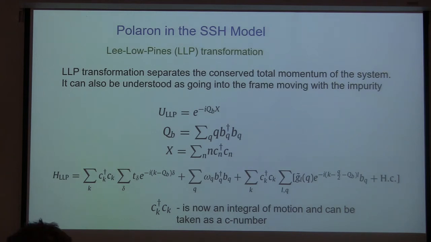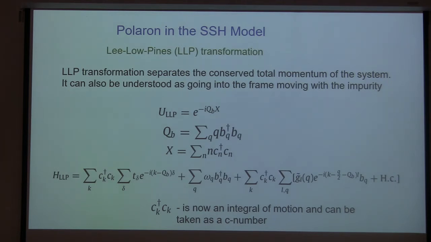How do we solve the SSH polaron? Actually, the first step is exactly the same as what Fabian introduced to you. This is a Lee-Low-Pines transformation. The idea of the Lee-Low-Pines transformation is that we want to go into the frame moving with the polaron. Or another way of thinking about it is that if we have a translation invariant system, we know that the net momentum is conserved. So we have a conservation law. So let's try to utilize it.